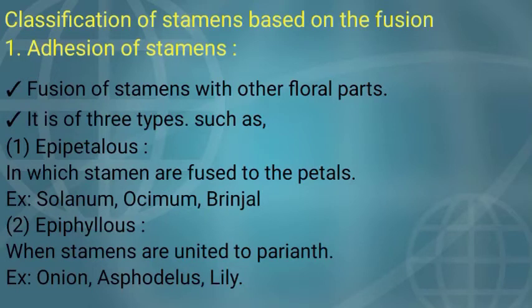Very first one, epipetalous condition. In this condition, stamens are fused to petals. Example, Solanaceae family plants, Solanum, brinjal and Ocimum. Epiphyllous condition. In this condition, stamens are fused to perianth. Example, onion, Asphodelus and lily.